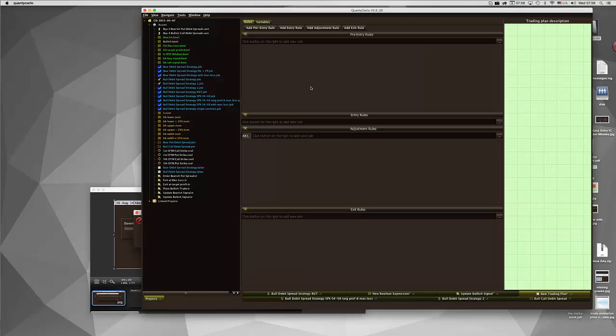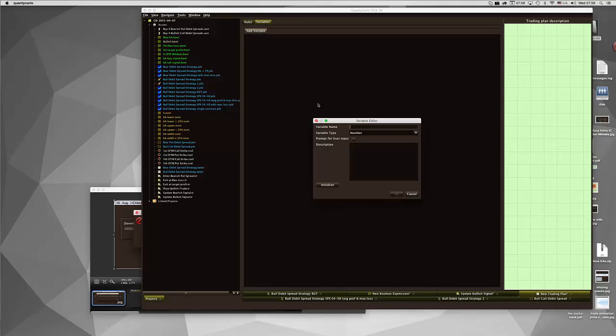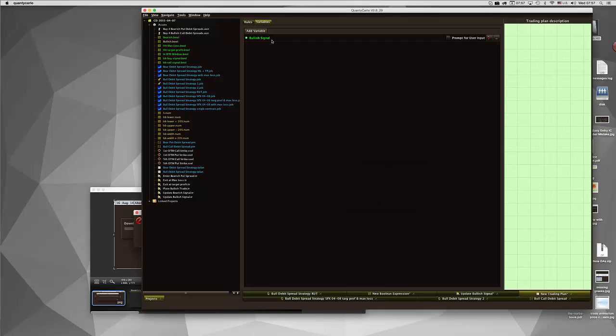Okay, so I'm going to say I want to have a variable and I'm going to call it my bullish signal. I'm going to initialize it with, I've got to make this a Boolean because it's true or false. I'm going to initialize it with false. So by default, it will be turned off. Now I've got a bullish signal as a variable inside my trading plan.